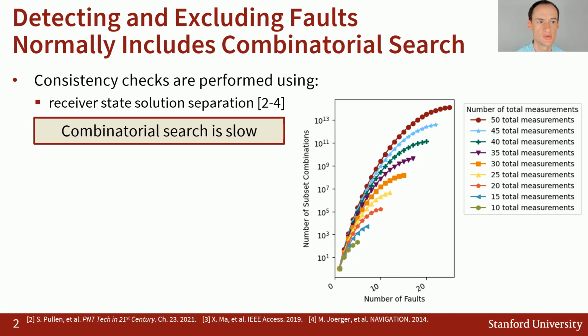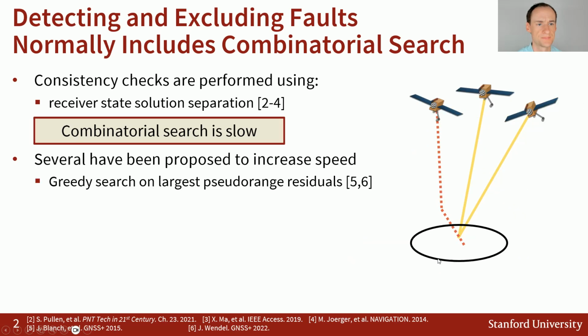This graph shows that, like in the example on the previous slide, we have 48 measurements, and we're trying to exclude faults when half of those are faulty. We may be up in the order of magnitude of 10 to the 12 combinations that we have to calculate. And so there have been a number of works aimed at making faster methods.